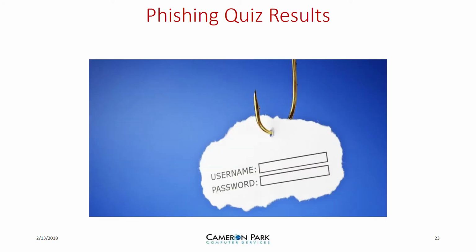How did you do? 10 seconds. I've seen people open email, click a link, type a username, and type a password within 10 seconds. Among these 5 web pages I showed you, 1 is honest. The other 4 are fake, or phishing, or counterfeit. You can send an email to mark@cameronparkcomputer.com or visit cameronparkcomputer.com and ask me which one was honest and which 4 were not.